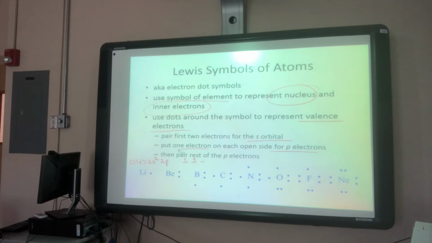Then nitrogen has three p's. So you've got the two s electrons and then the three p's by themselves. Oxygen has four p's. So now you've got three up and then one pair. So you've got your s pair, your p pair, and then two by themselves. For F, you've got a pair here for your s, and then you've got two pairs from your p and the one by himself. And then neon is completely full, so you've got your s and then your three p pairs.